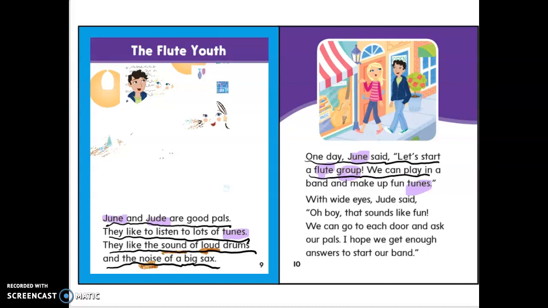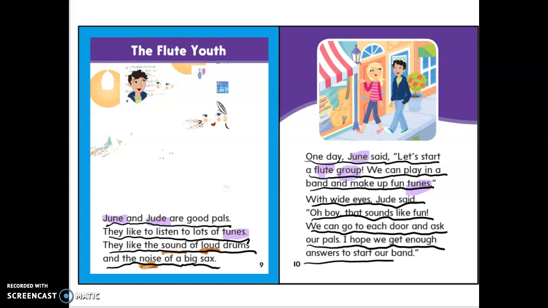We can play in a band and make up fun tunes. With wide eyes, Jude said, oh boy, that sounds like fun. We can go to each door and ask our pals. I hope we get enough answers to start our band.